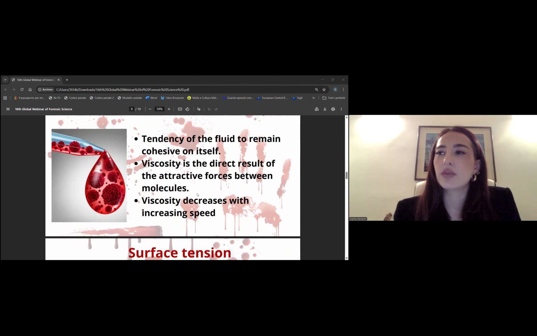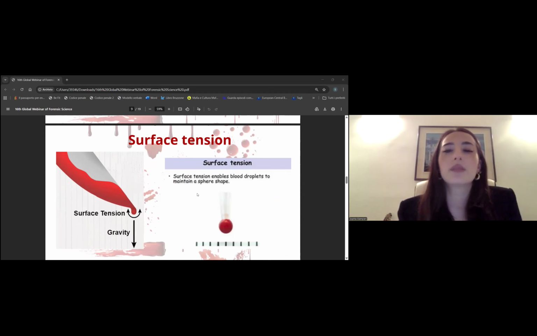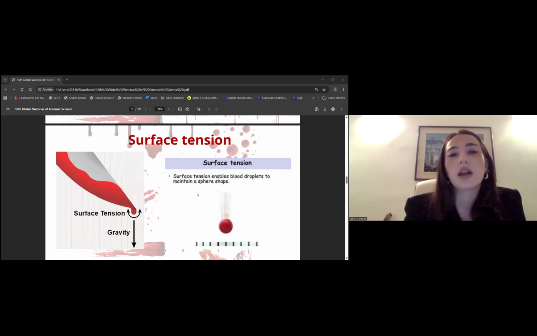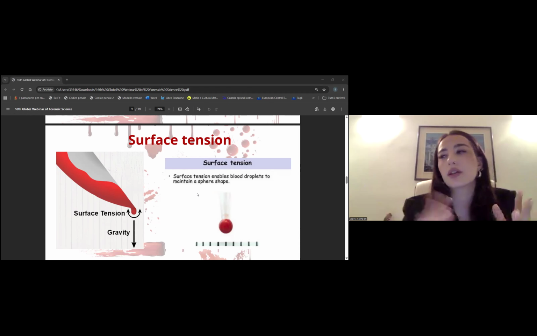And finally, we have surface tension because blood, like any other liquid, is held together with cohesive forces that produce a surface resistant to penetration and separation, a phenomenon called surface tension. A drop of blood, before detaching from the object on which it's located, increases its volume until gravity overcomes the surface tension, thus allowing the blood to detach and settle elsewhere.